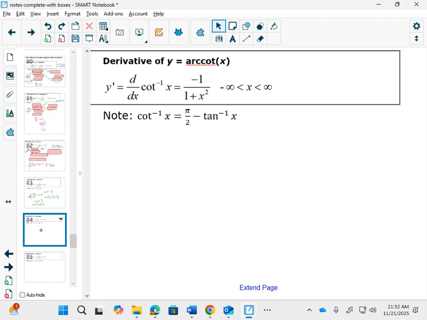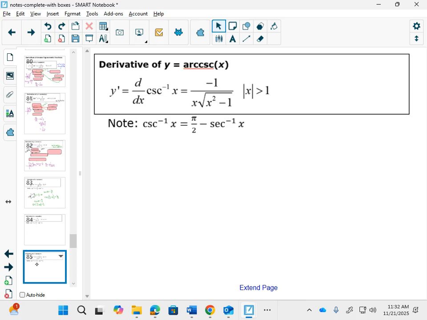Whatever the angle for, because tangent's opposite over adjacent, cotangent's adjacent over opposite, it finds the other one. So, oh look, it's just the tan one with a negative. And the same thing happens with cosecant and secant. The ones that we deal with the most are the ones that are positive, and then the other one is just going to be the negative of that.